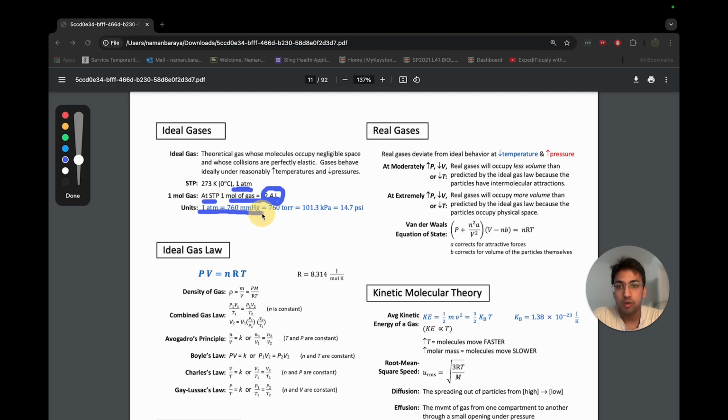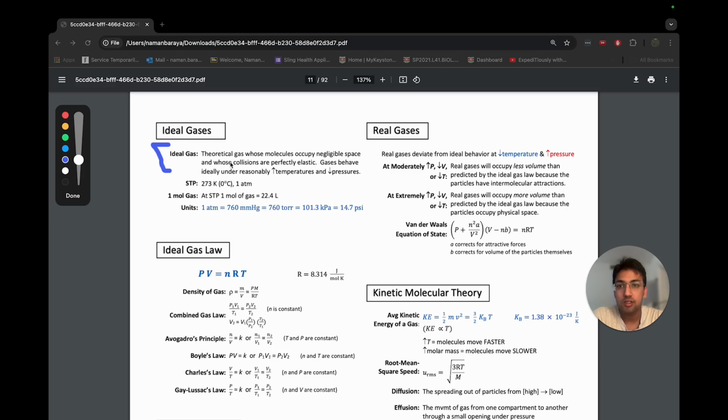I'd say the most important thing here is that 1 atm is 760 mmHg. That'll save you a lot of time. And then it's also kind of helpful to know it's about 100 kilopascals, or kPa. So that's pretty helpful too. Torr and mmHg are the same thing, just a unit conversion.